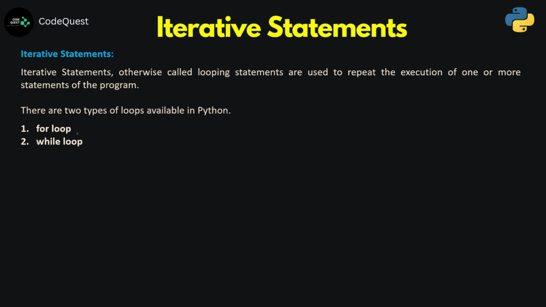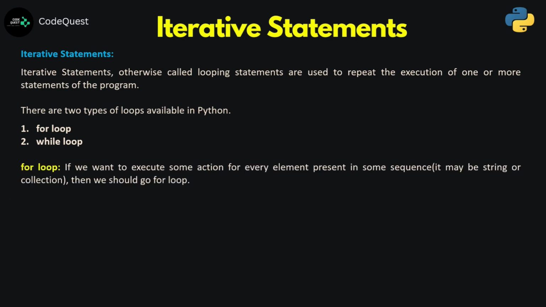One is called the for loop, the other one is the while loop. Now coming to the for loop. The for loop has a specific use. When do we make use of it? When I want to perform a particular action on each and every element that is present in some sequence. Here, a sequence is a string, or it can be a collection where multiple items are grouped together.